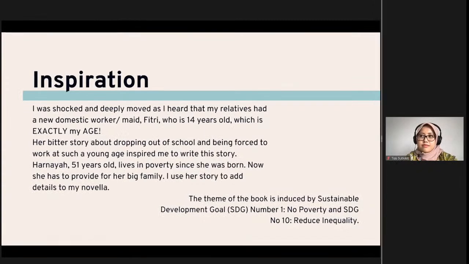Inspiration. I was shocked and deeply moved as I heard about the story of Fitri, who dropped out of school during the pandemic and became a domestic worker. She is just 14 years old, which is exactly my age. She becomes the inspiration for the character of Rosa in my novella. The details about poverty I got from our family's domestic worker, Mbak Naya.